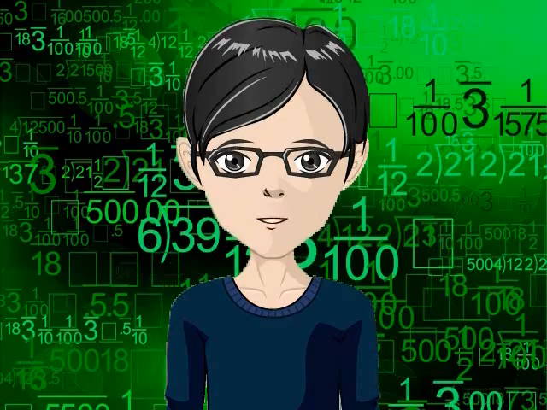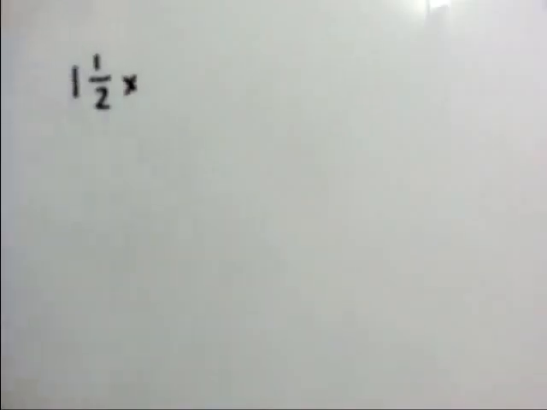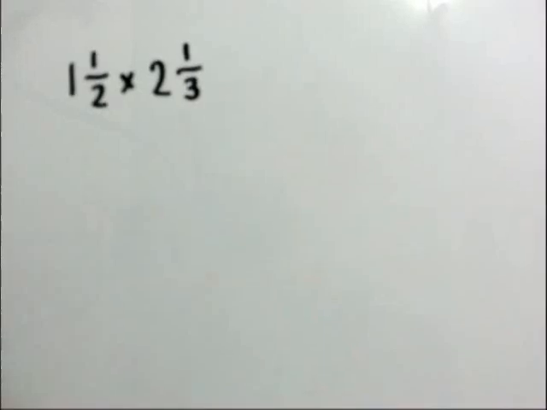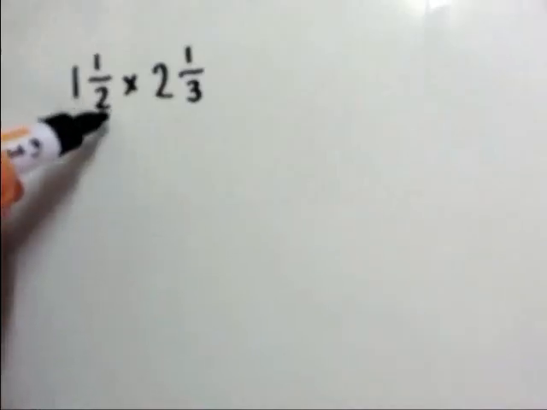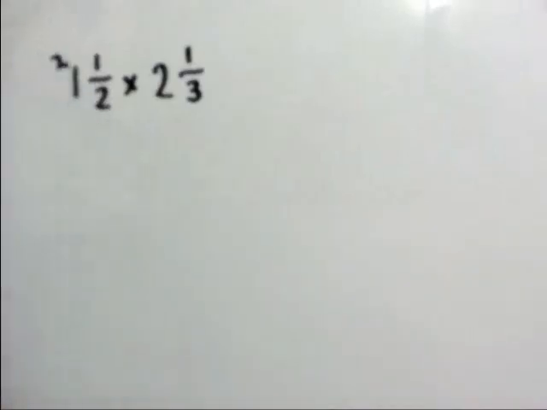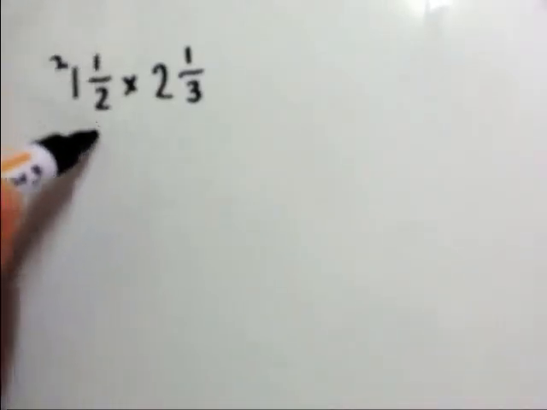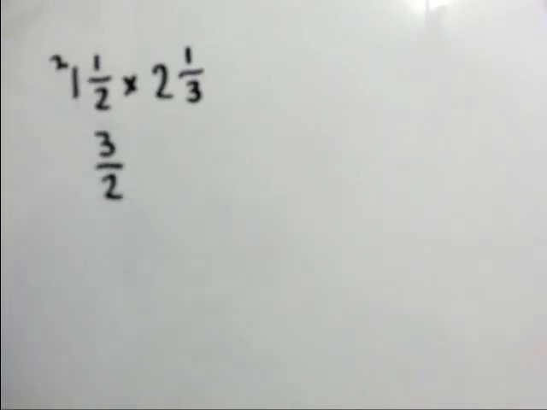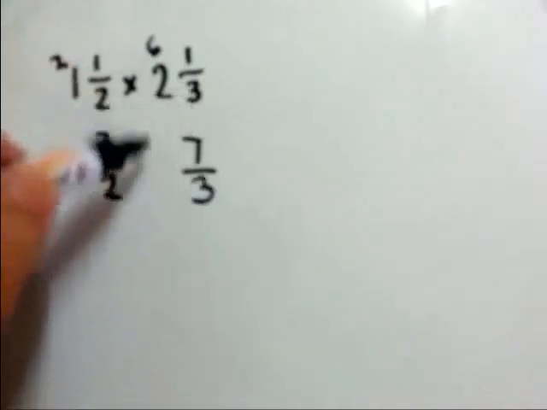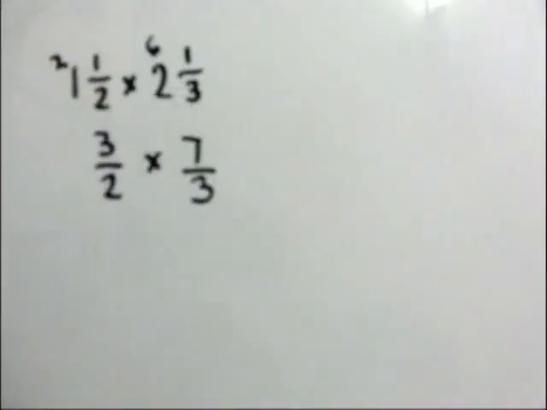Another example. Say we have 1 and 1/2 times 2 and 1/3. We convert 1 and 1/2 and 2 and 1/3 to improper fractions. 2 times 1 equals 2. 2 plus 1 equals 3. So we have 3 over 2. 3 times 2 equals 6. 6 plus 1 equals 7. So we have 7 over 3. So now we have 3 over 2 times 7 over 3.